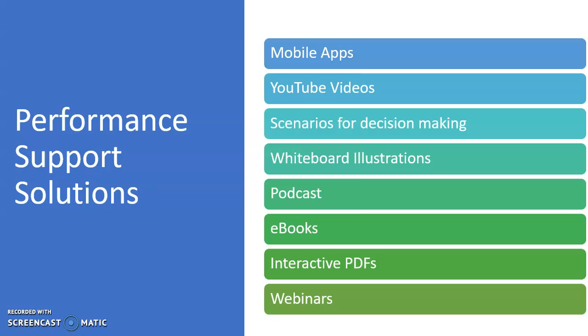Performance support solutions. There are many ways to provide performance support solutions. According to Pandy, 2016, they can be accessed or administered through different platforms or methods such as mobile apps, YouTube videos, scenarios for decision making, whiteboard illustrations, podcasts, ebooks, interactive PDFs, webinars. These methods and platforms are easily accessible through mobile devices and laptops. It is important to have these types of platforms for learners to get into in their time of need.